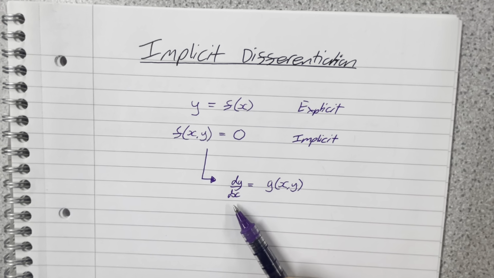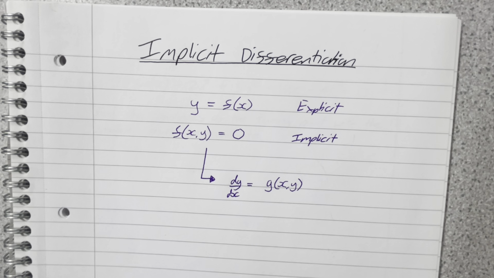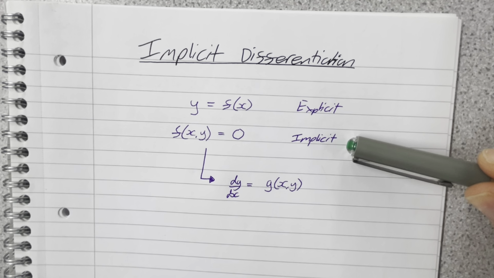Now, reversing this process to go from this back to that again is something called solving a differential equation, and that is something that we will study at the end of the integration chapter. Back to this definition, the implicit definition.